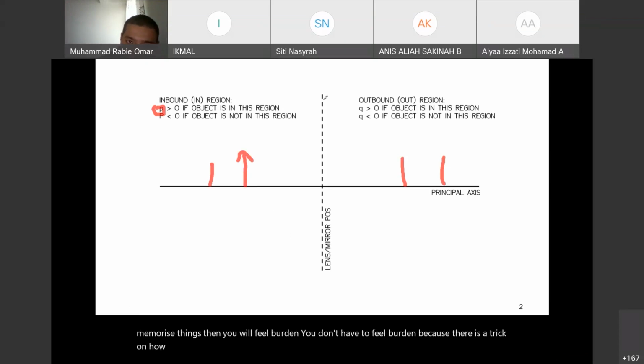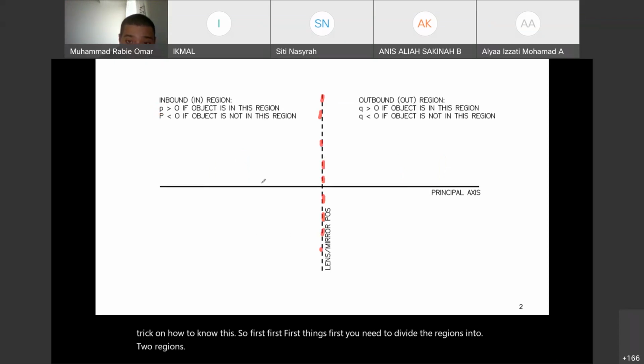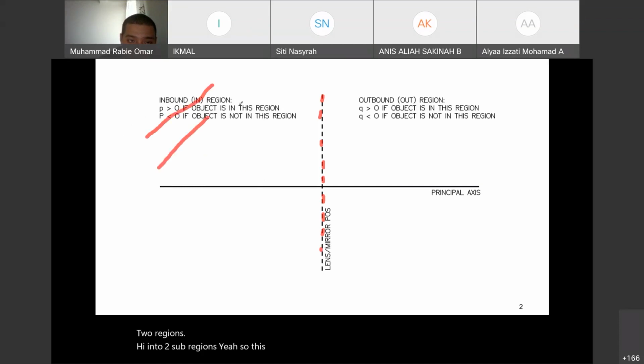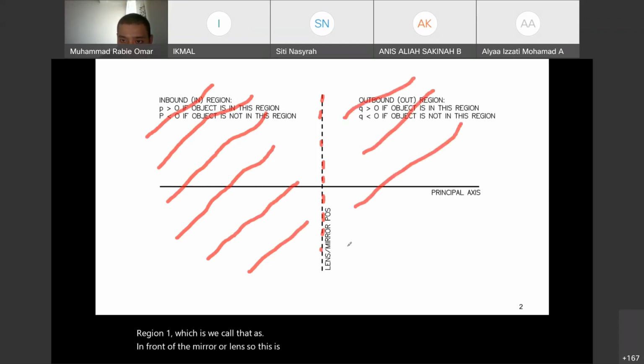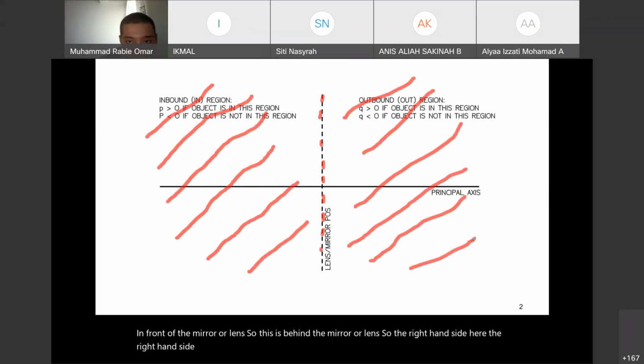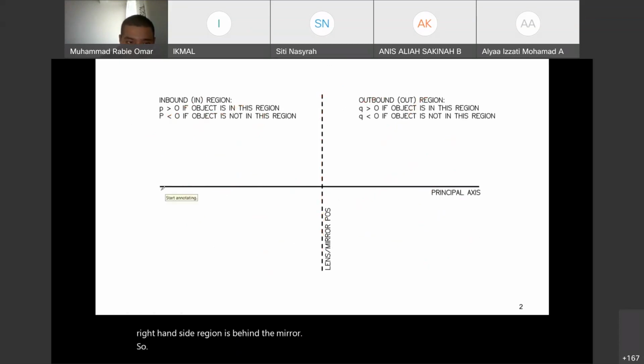So first things first, you need to divide the region into two sub-regions, yeah? So this is region 1, which we call in front of the mirror or lens. So this is behind the mirror or lens. So the right hand side region is behind the mirror. Okay. So next we have the principal axis.